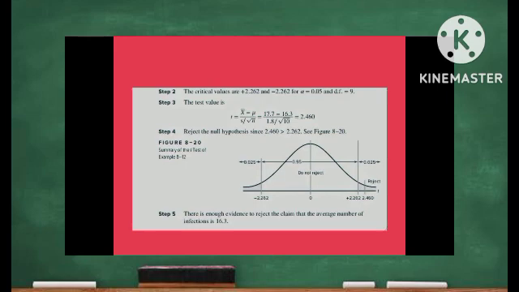And step 5, there is enough evidence to reject the claim that the average number of infections is 16.3. And that is our conclusion: the infection can be increased, or there is a possibility that the infection is not 16.3.